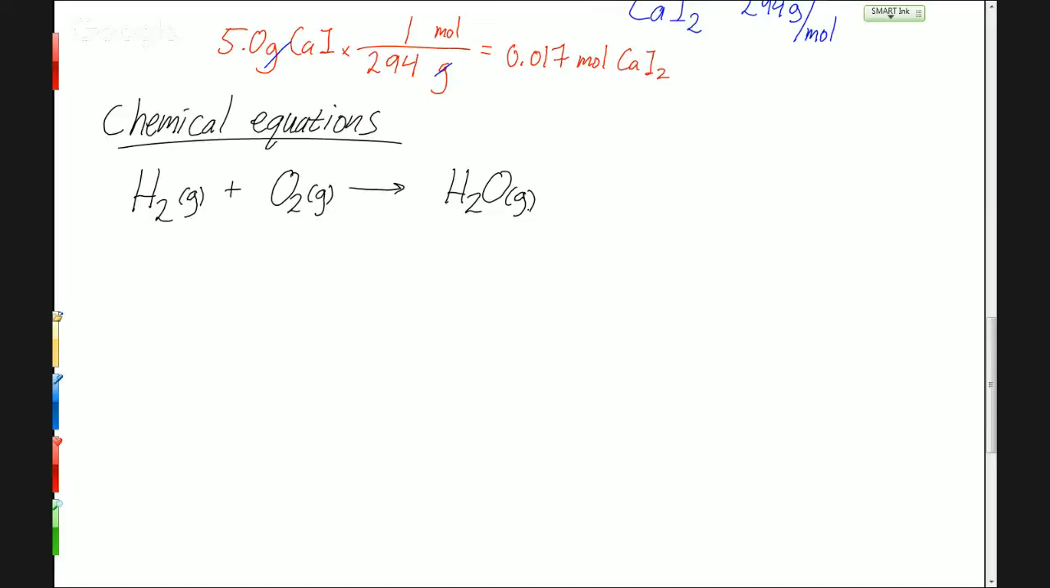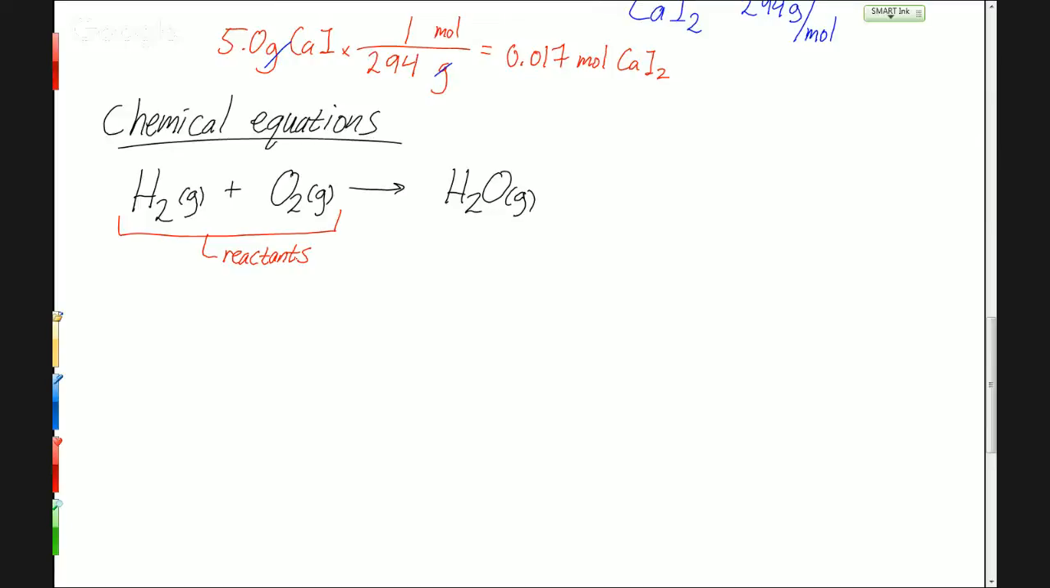Let's look at the different parts. So first, we've got this part on the left of the arrow, which are the things that you start with. So what things are combining to do this chemical reaction? In this case, it's hydrogen and oxygen. And so we call these the reactants, or sometimes the starting materials, or sometimes reagents. All kinds of names that mean the same thing.